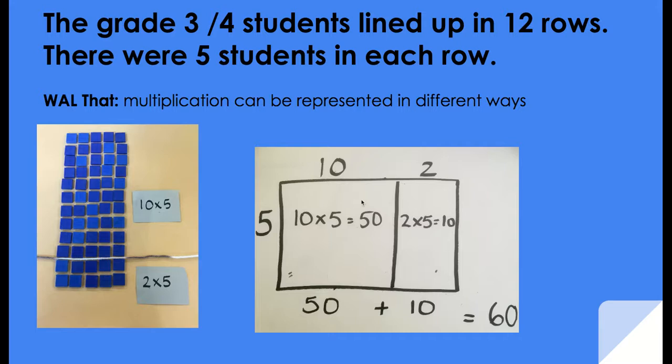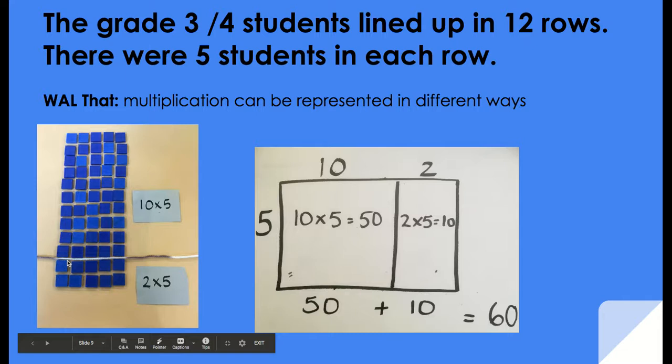Here's my example of what your work could look like in your maths book. So here I've written the story. The grade 3-4 students lined up in 12 rows. There were 5 students in each row. And that's our WALT. We are learning that multiplication can be represented in different ways. Here's my photo of my array.